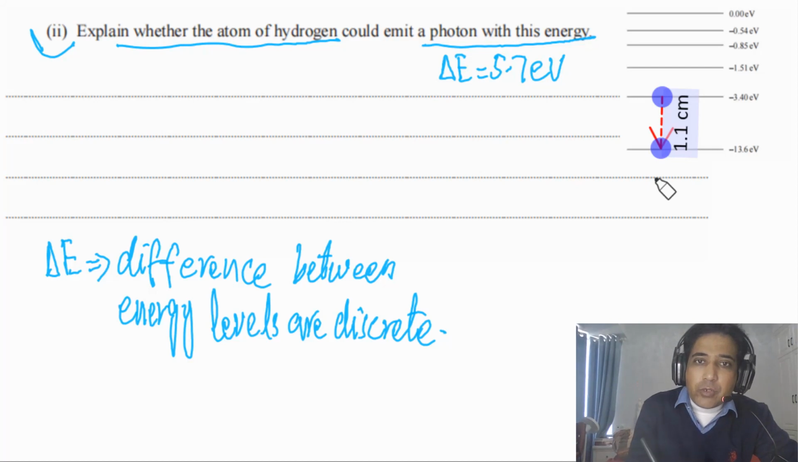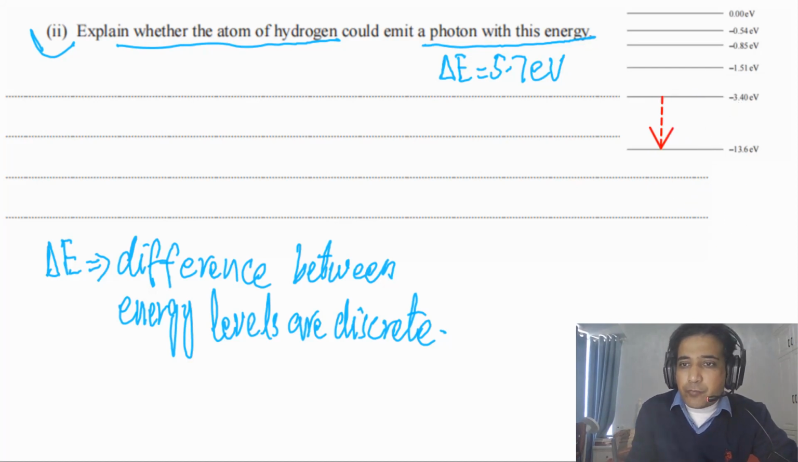Every time an electron jumps from this energy level to this energy level, it will emit a photon with energy equal to the difference: 13.6 minus 3.4. So we can find the difference, and that will be equal to 10.2 electron volts. 10.2 electron volts.